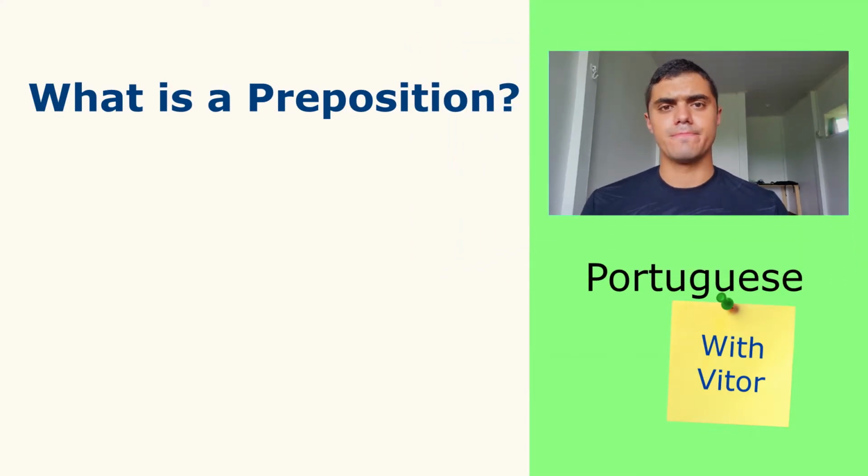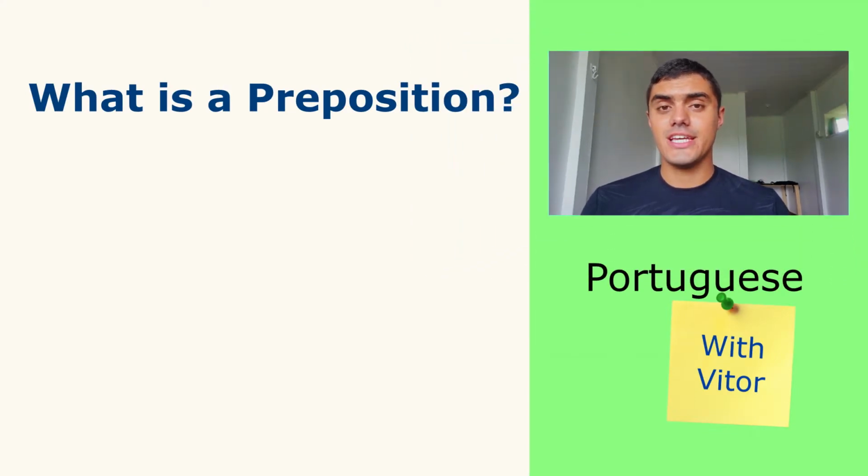Today we are going to see how prepositions work in Portuguese. We are going to see 5 of them. We are going to see the preposition de, the preposition para, the preposition a, com, and the preposition em. So 5 of them. What is a preposition?